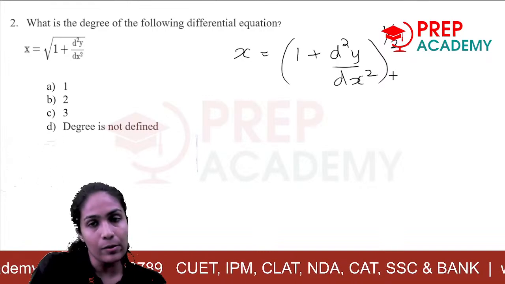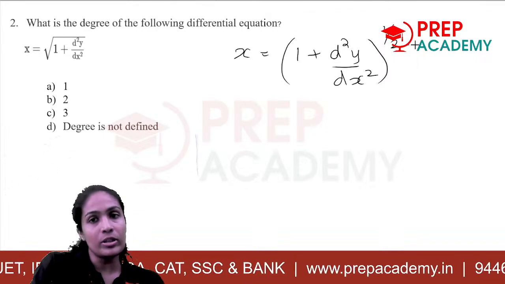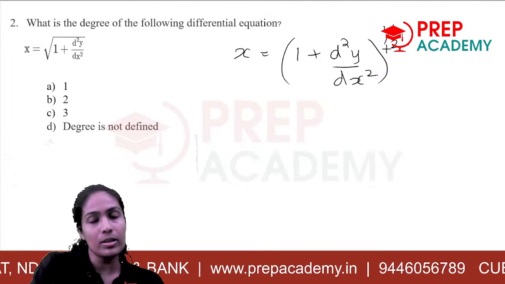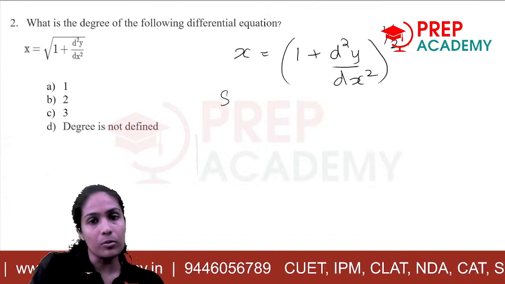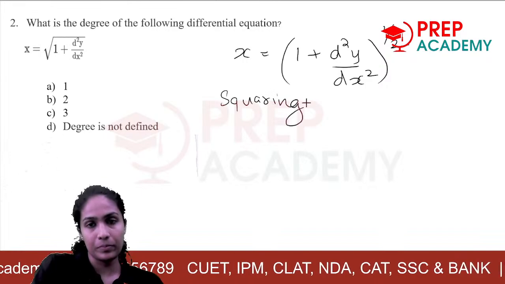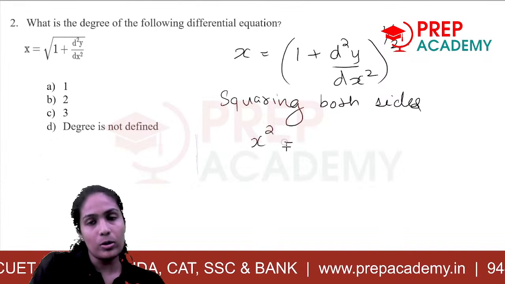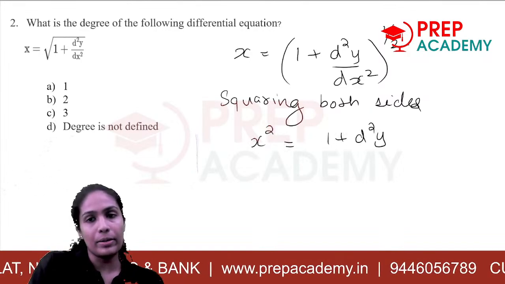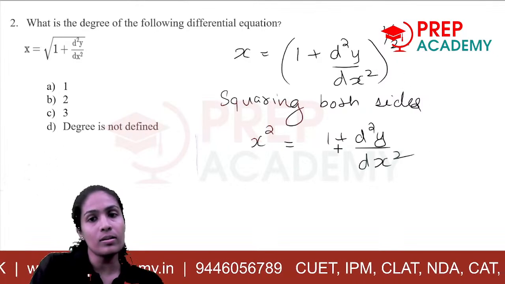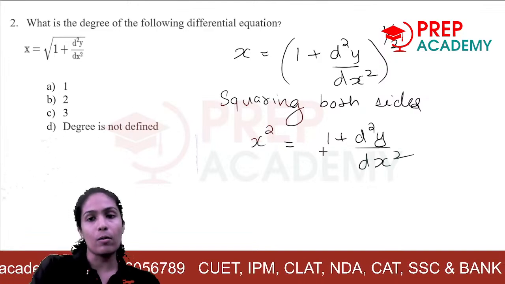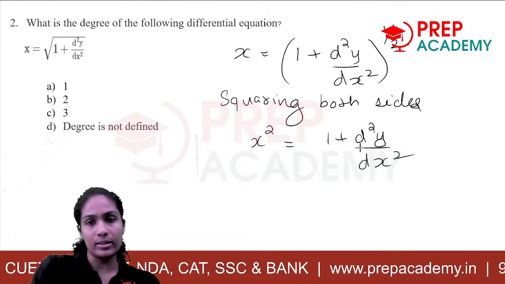But before finding the degree or order, you have to convert the equation into the standard form where the powers have to be whole numbers. Here the power is a fraction, that is 1 by 2. So to change that into a whole number, we are squaring both sides. On squaring both sides, x square is equal to 1 plus d square y by dx square, since 1 by 2, the whole square is 1. So now the equation x square is equal to 1 plus d square y by dx square is in standard form.